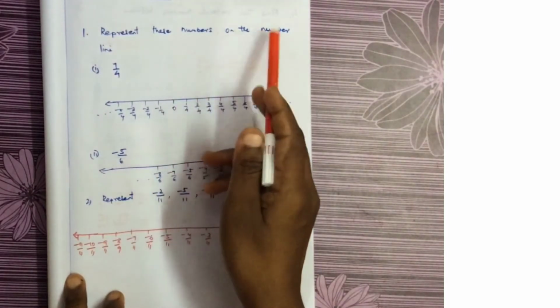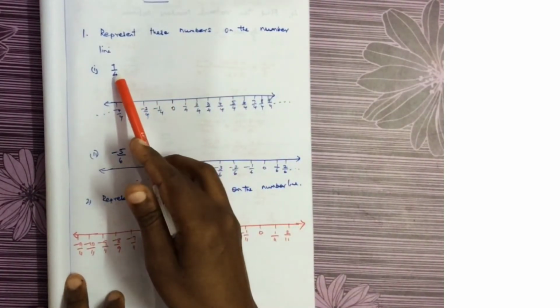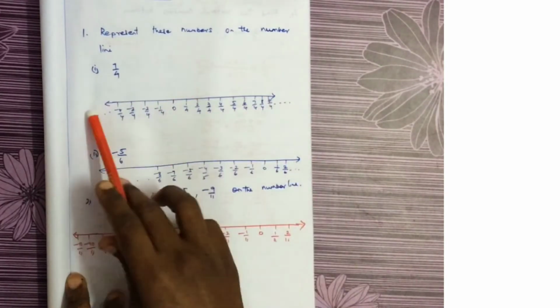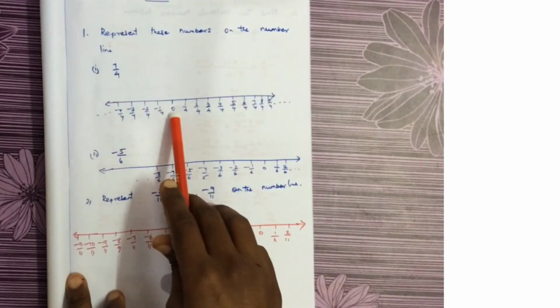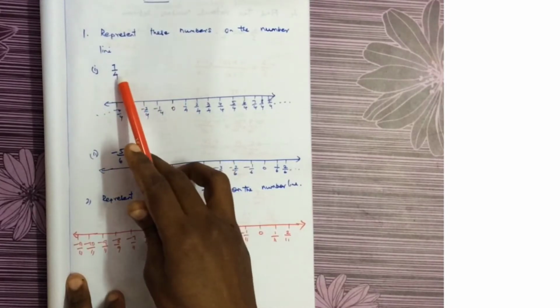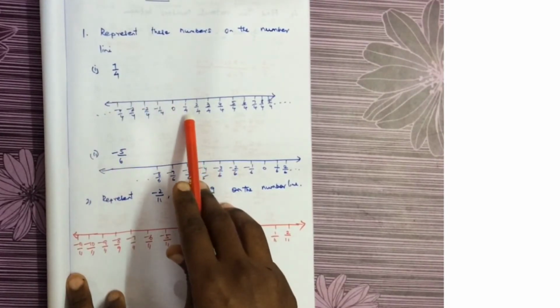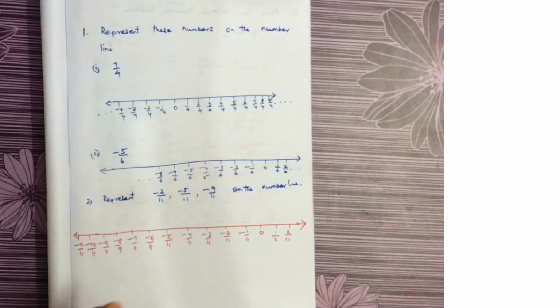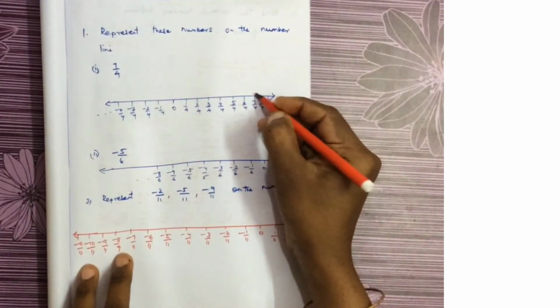Represent these numbers on the number line. 7 by 4. This is very simple. Draw your number line. Make sure you put an arrow mark on both sides. Go with 0. And since it is 7 by 4, make the denominator 4. So 1 by 4, 2 by 4, 3 by 4, 4 by 4, 5 by 4, 6 by 4 and 7 by 4. This is the number 7 by 4.